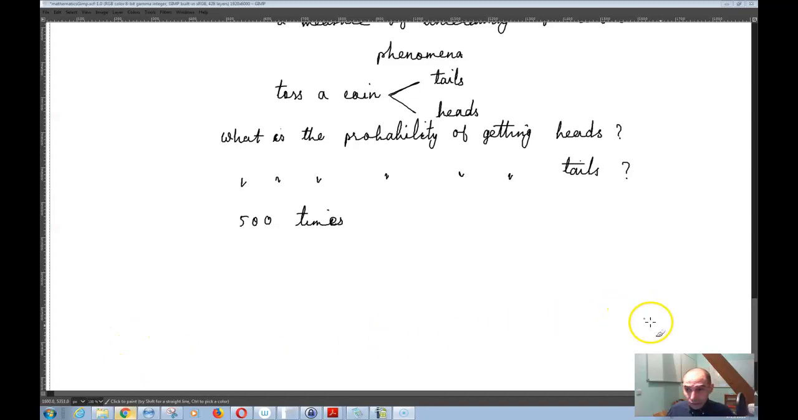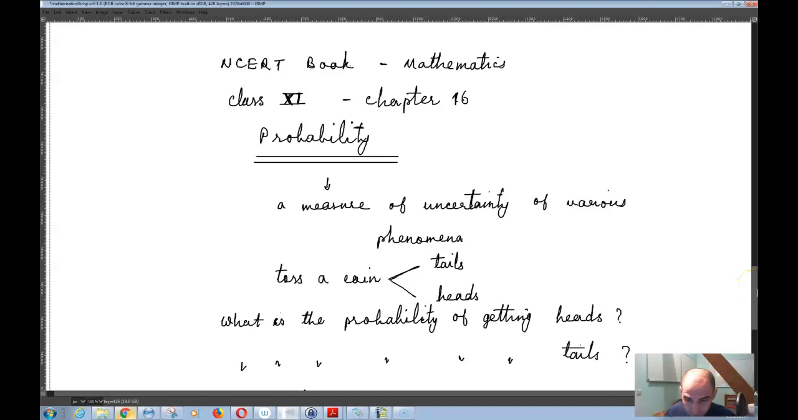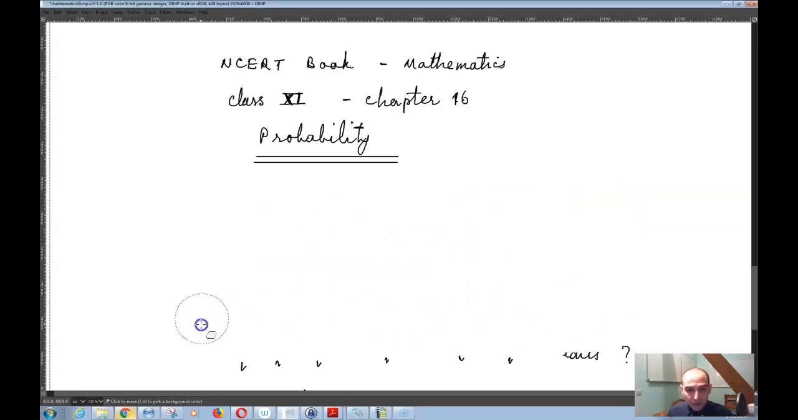In this video, normally what we would do is go through chapter 15 or chapter 16 of class 11, which is probability. Now, the problem is that we do need to go back a little bit and read. There are some basics and some definitions related to probability that we need to know, so we need to go back and take a look at those things.